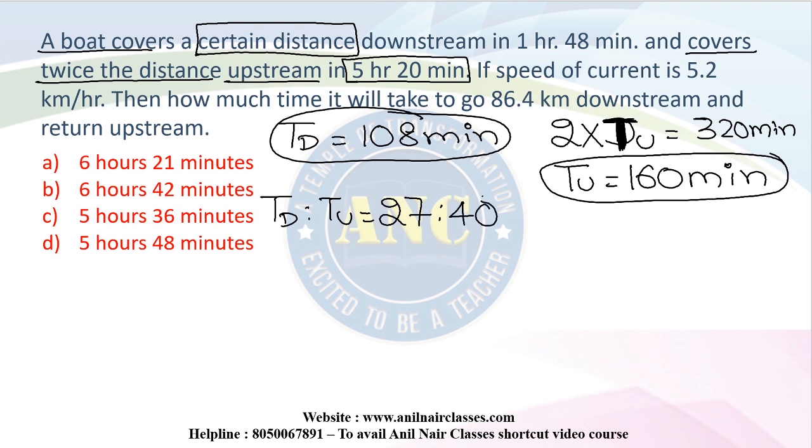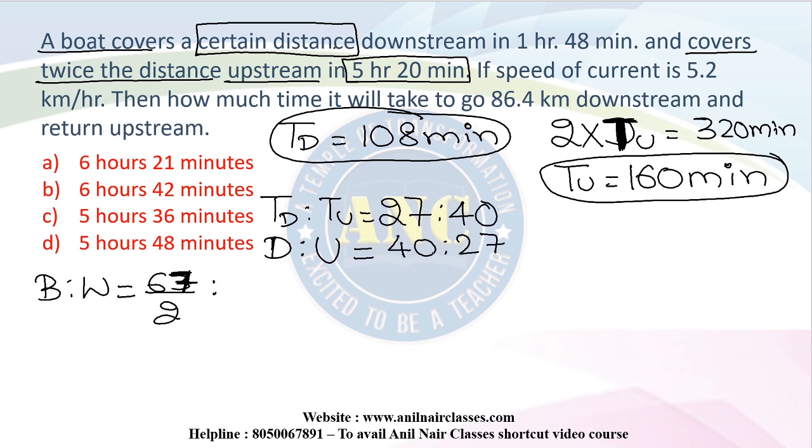Now we know the downstream time and upstream time. So the speed ratio will be reversed because the distance is constant, given in the question as a certain distance. So the speed ratio will be 40 is to 27. Same logic once again. We want to find B is to W. B is (D plus U) by 2: (40 plus 27) by 2 is 67 by 2. W is (40 minus 27) by 2, 13 by 2. Because it is a ratio, the 2 can be cancelled out and it is 67 is to 13.